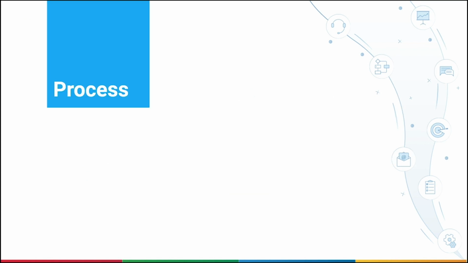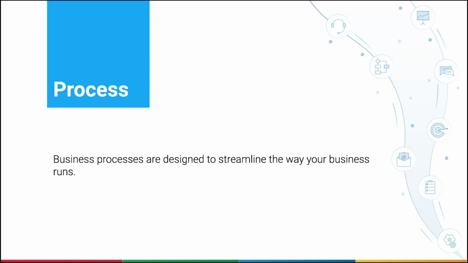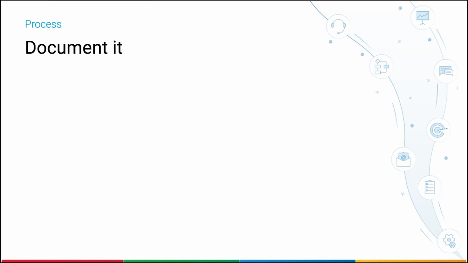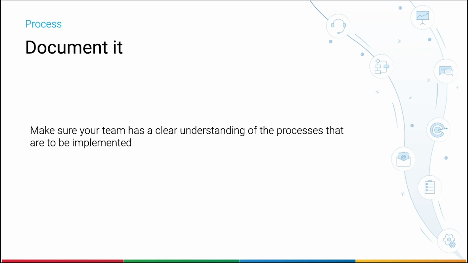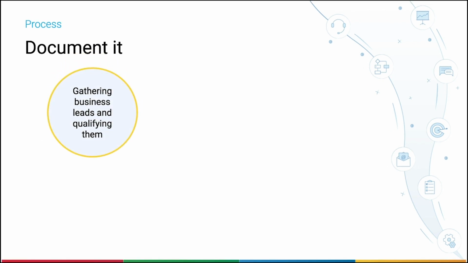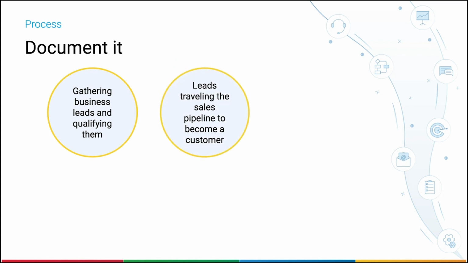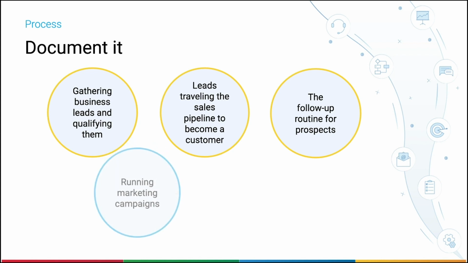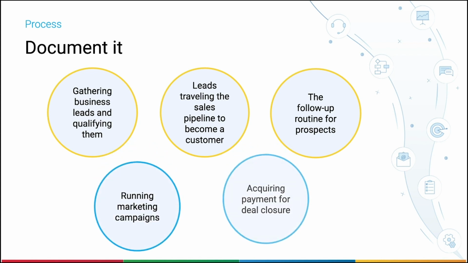The next aspect is process. Business processes are designed to streamline the way your business runs and your teams work. Understanding them will further facilitate implementation. Document it. First, chart out the elements in the business processes. Make sure your team has a clear understanding of the processes that will be implemented in the Zoho CRM account. You can have a flow diagram of how you gather your business leads and qualify them, how the leads travel in your sales pipeline to become a customer, follow-up routine for prospects, running marketing campaigns, acquire payment for deal closure.